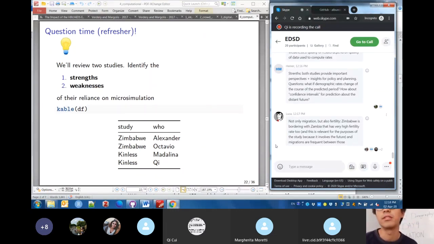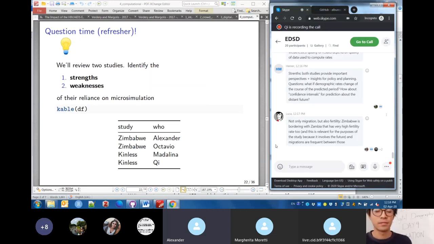What do you think about the Zimbabwe paper? First of all, the obvious strength, as in any other case when microsimulation is used, is that no one has available data on the issue. And what about the weaknesses?